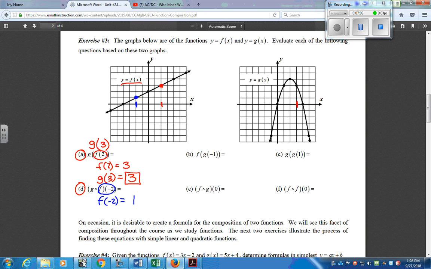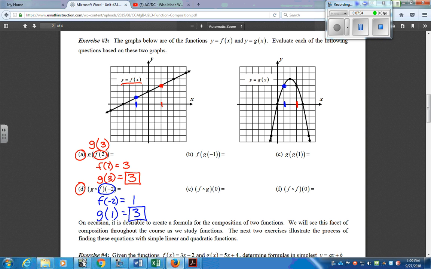Here's my point. So now I've got to put in G, that rule, and I'm putting 1 in. So G of 1 in this case. So I go over to my graph for G. There's my 1 line. I go up. I hit right here, which is 3 up. So that one I got 3 as the final answer as well, but not 3 in the intermediate step.